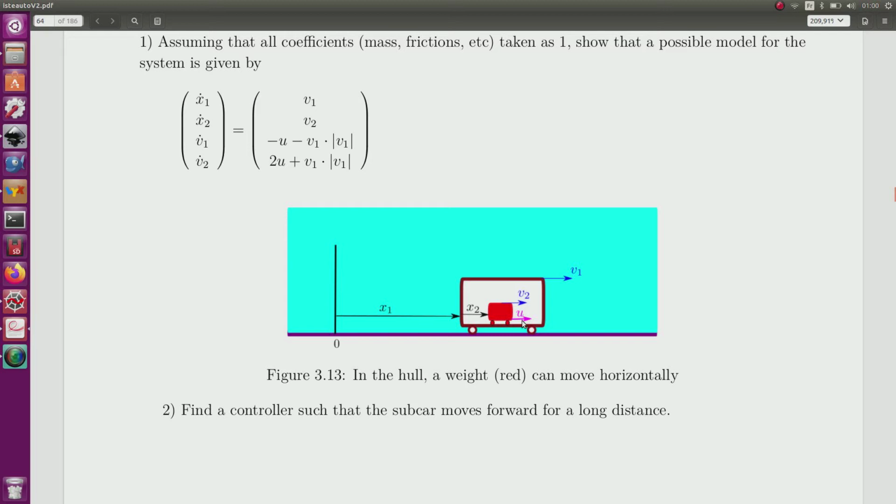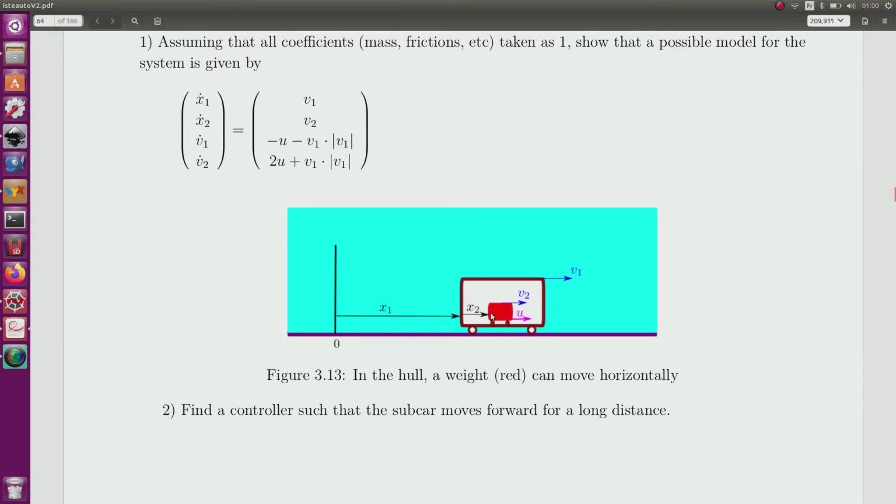So represented by U, the force that exists on the weight. Of course, due to the action-reaction principle of Newton, when we push the weight forward, the main box will move backward. Okay, so U is the reaction force of the weight, but made by the box.